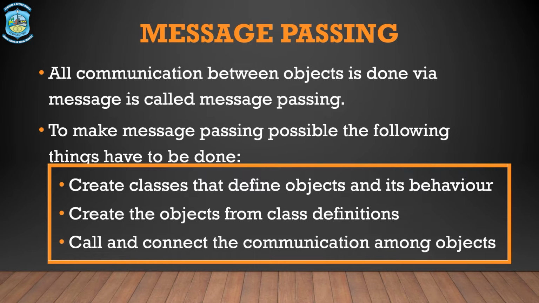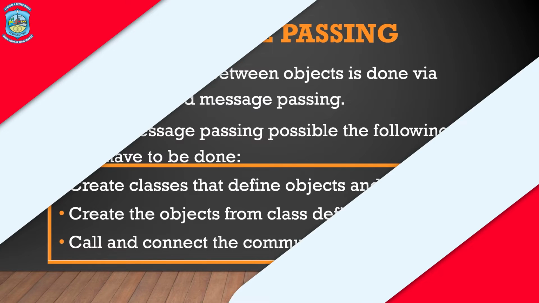So we have to take care that while we are doing message passing from one object to the other, the first thing that we do is we create a class. The second thing that we do is we create objects from the class, and once the objects are created, we are going to call and connect the objects so that we can create an environment where objects can communicate with each other through message passing.